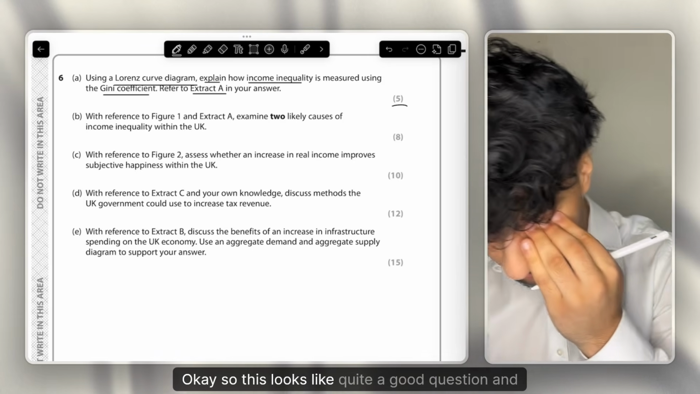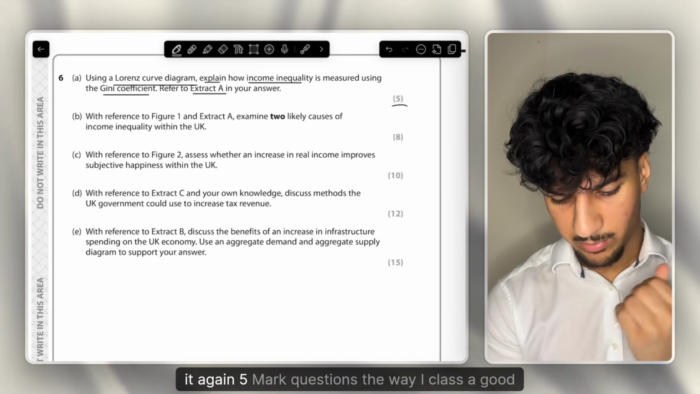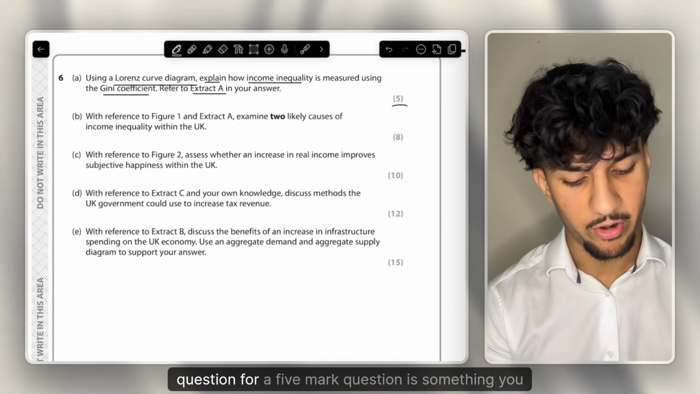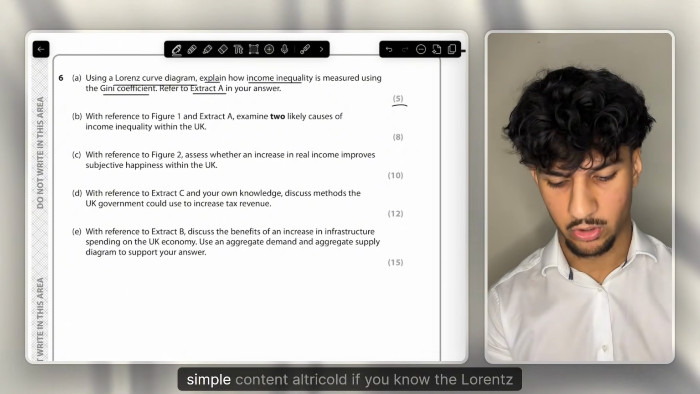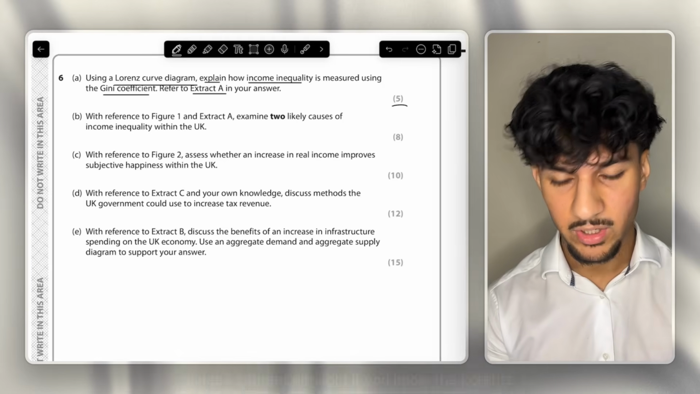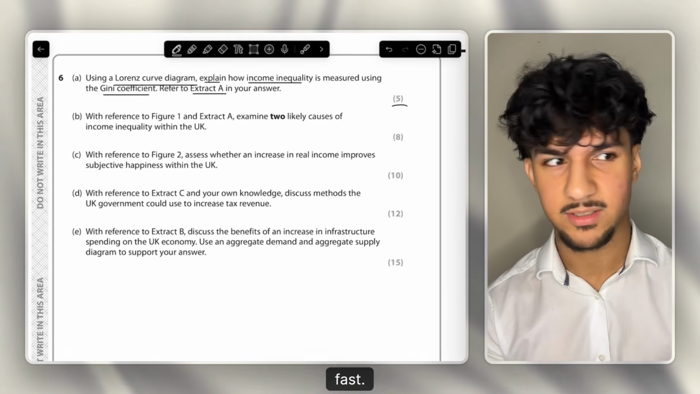Okay, so this looks like quite a good question, and it, again, 5-mark questions. The way I class a good question for a 5-mark question is something you can do fast. And this looks like, especially just simple content or treacle, if you know the Lorenz curve, you should be able to get this done fairly fast. Okay, so let's get started.